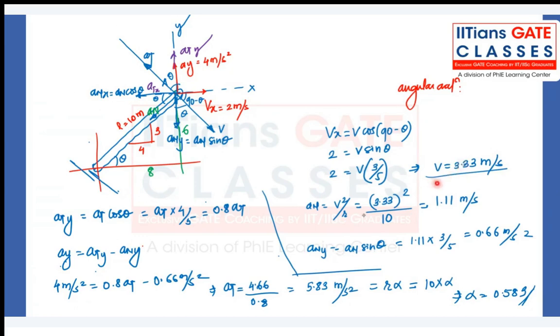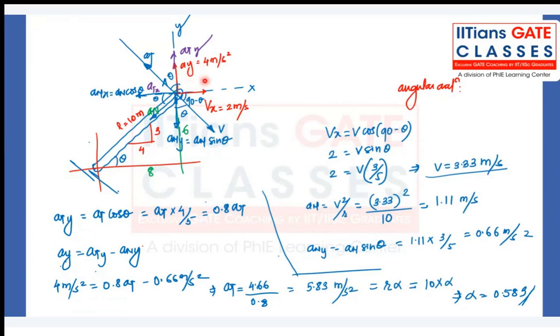If we know the velocity, we can calculate the normal acceleration. What is normal acceleration? V square by R. So 3.33 square by 10 will give you the value of normal acceleration. Why are we calculating normal acceleration? Because they have given the upward component of the acceleration. So there are two upward components of the accelerations, okay, one is ATY and ANY. And both are in opposite direction. So their subtraction is equal to the acceleration component in the y direction, right?